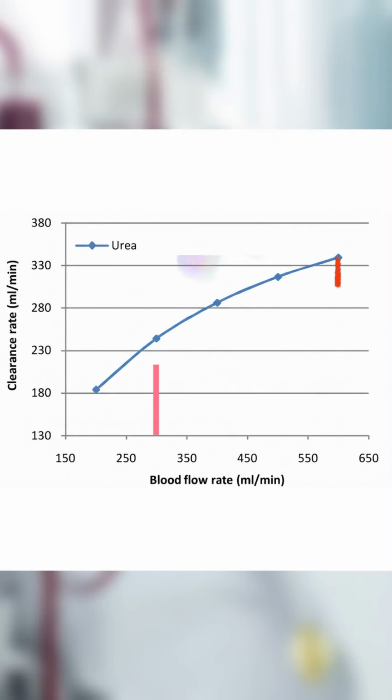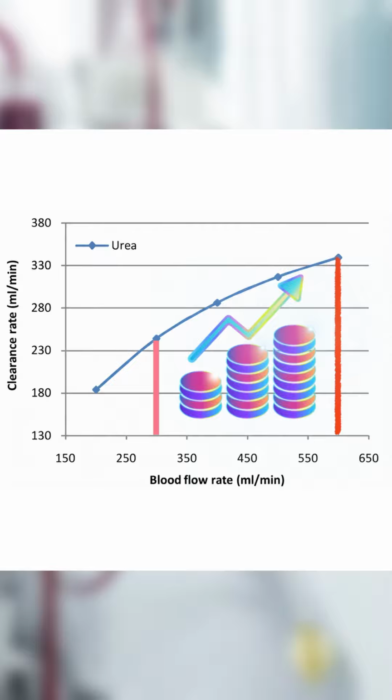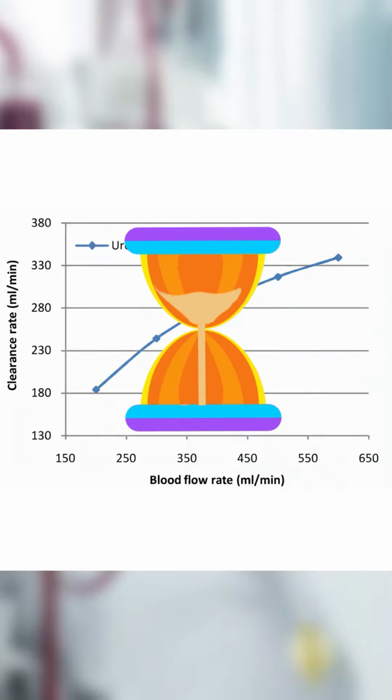In an earlier video, we saw that clearance increases when we increase the blood flow rate. We usually keep a blood flow around 300 ml per minute. So naturally, the question comes, if the fistula allowed, why can't we just run at 600 ml per minute, finish dialysis in 1 to 2 hours and send the patient home early?